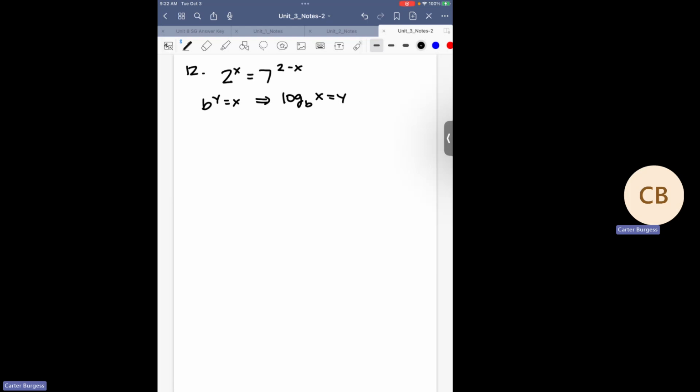In this case, I am then able to rewrite what we see here as log base 2 of 7 to the 2 minus x is equal to x. Double check that, make sure that makes sense. The other way that you could do this is log base 7 of 2 to the x equals 2 minus x. Either way is perfectly fine. Either way is perfectly sufficient. I'm going to stick with what we see here, though. Power rule lets me drop down my 2 minus x.